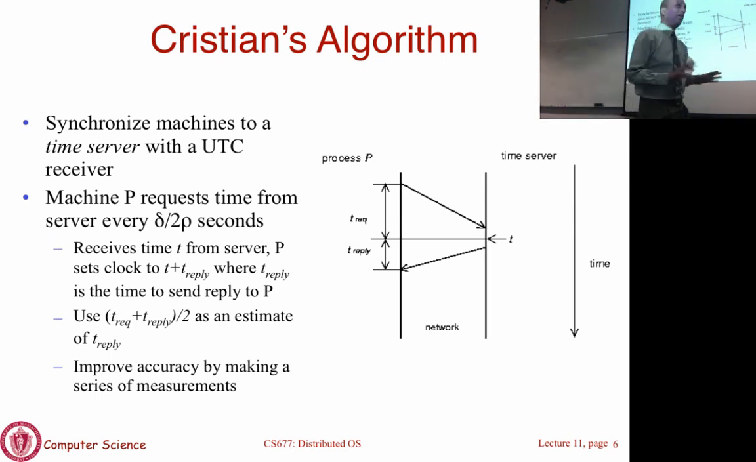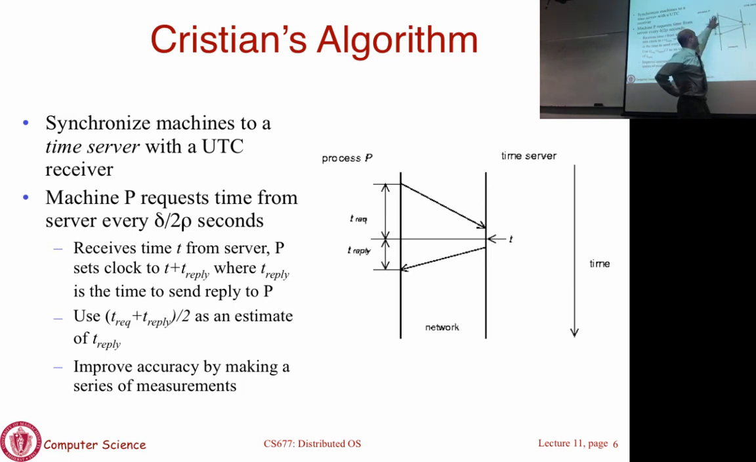Now, having said that, you have to realize that you have to correct for network packet delays and so on, and that's what this figure shows. So let's say at time t shown here, the vertical axis is time. This is machine P, that's the time server. This is what is happening on machine P, that's the time server.